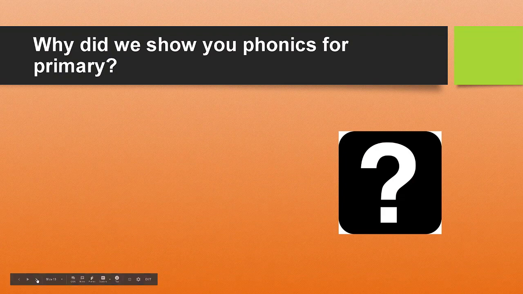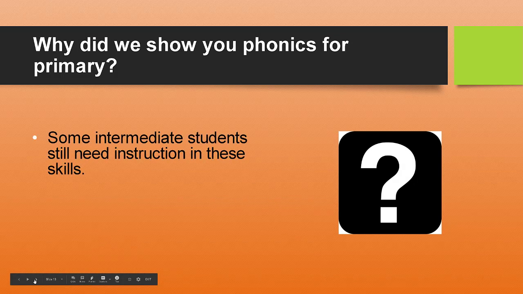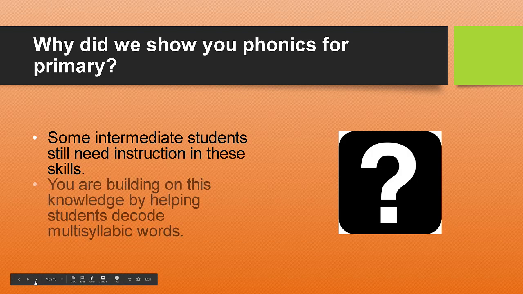So why did we show you this? Why is it important to know what students are learning in the primary grades? Because some intermediate students are still needing instruction in these skill areas. We know that intermediate students come to school or come to grade levels missing some of those skills. So we need to know what skills from the primary grades do students still need instruction in. And you are building on this knowledge by helping students decode multisyllabic words. So you're taking those bits and pieces that students have learned and you're putting all of those pieces together in multisyllabic words, which simply means a word with 2 or more syllables.